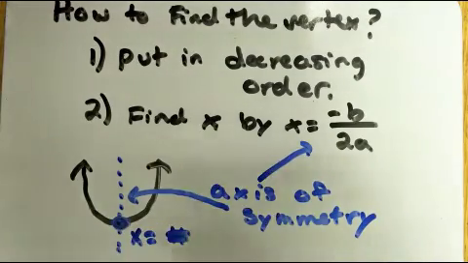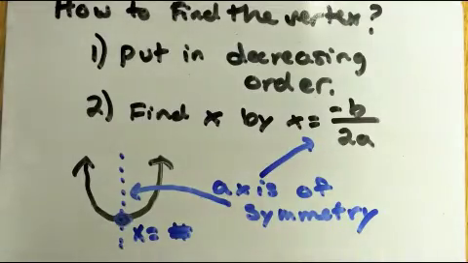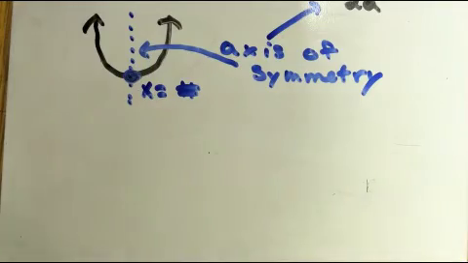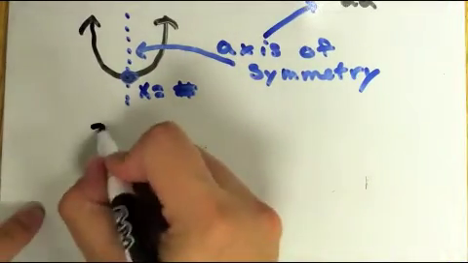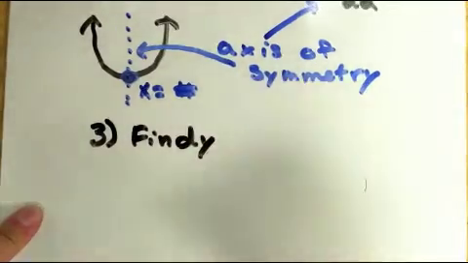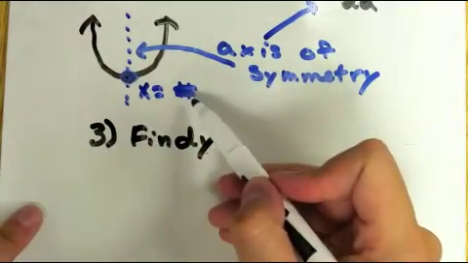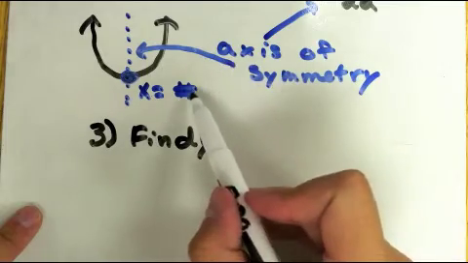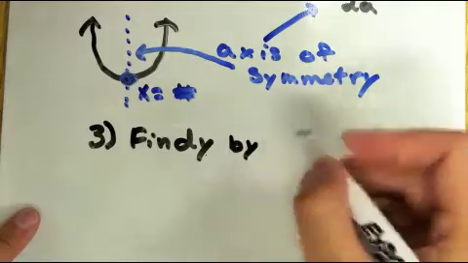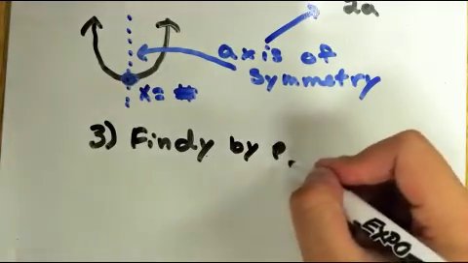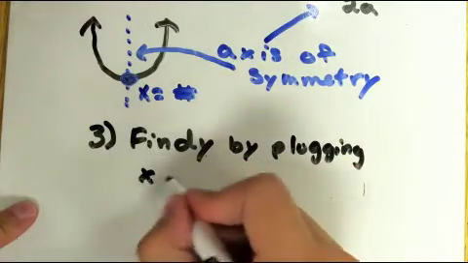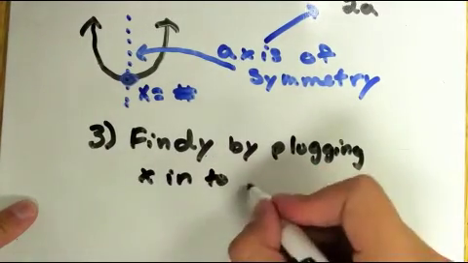How many things do you need? You need an x value and you need a, that's right, you need a y value. So that's going to be your third step to finding the vertex. Find y. What do you think? If we have x already, because we're going to solve for it, what do you think we're going to do with it? You got it. We're going to find y by plugging or substituting x into the original problem.